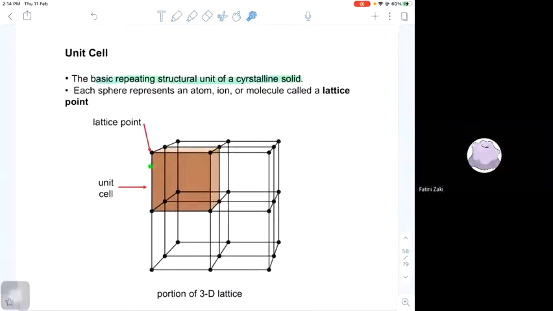So when we have one unit cell, that is repeated. We observe that we have another unit cell at the back, another unit cell at the side, another unit cell below it, below to the right, and so on. It keeps on repeating.